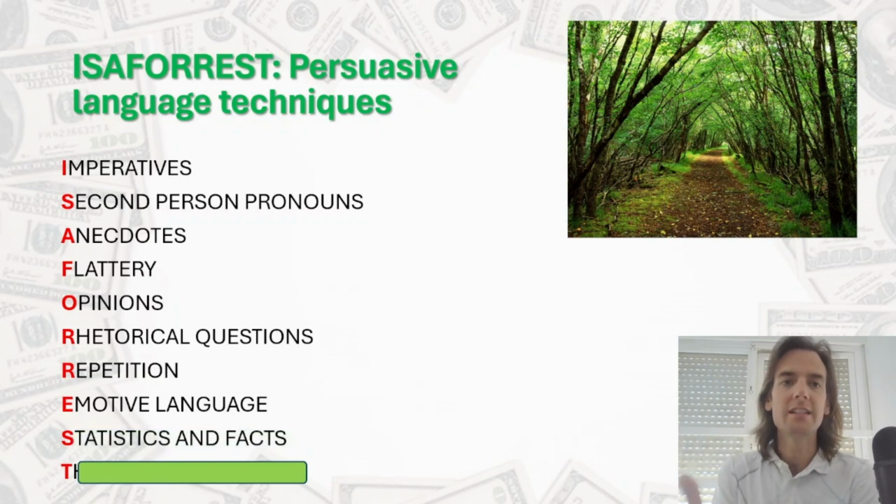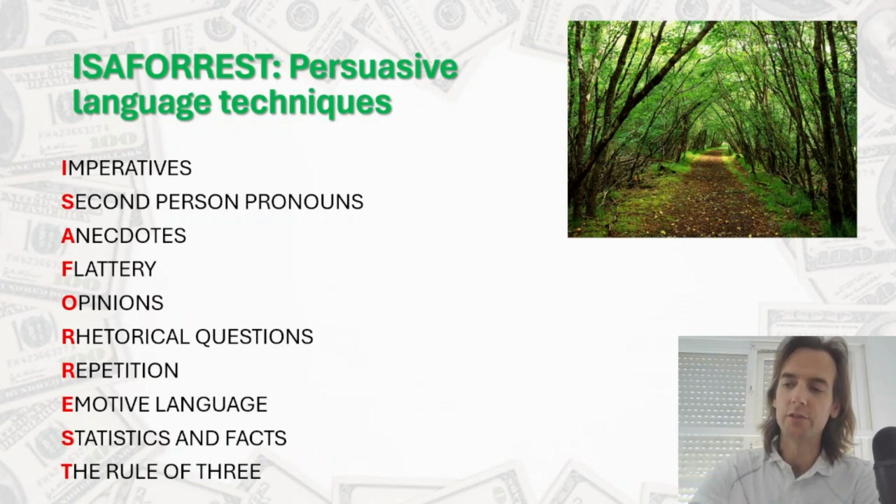You can use some statistics when relevant, and you can use the rule of three. When you give 3 examples, it's more convincing. When you give 3 adjectives to describe the public transport being out of date, dirty, and not fit for purpose, something like that, 3 adjectives makes it more convincing. So that's the idea, that all of these are language techniques that you can use in your writing, and you remember it by saying ISAFORREST, and you hopefully remember most of them.